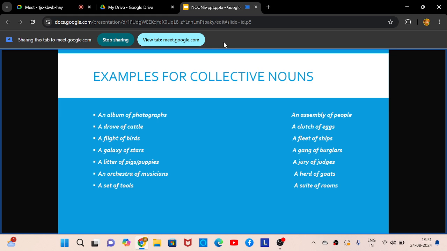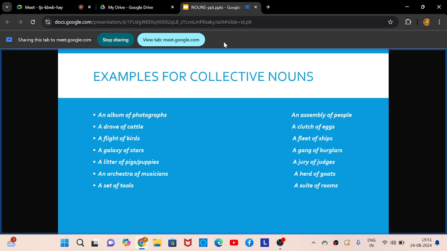Does anyone know? A group of stars is called a galaxy, or there is one more name. Okay, let's check it in the next page. A litter of pigs or puppies. Group of pigs or puppies are called a litter.